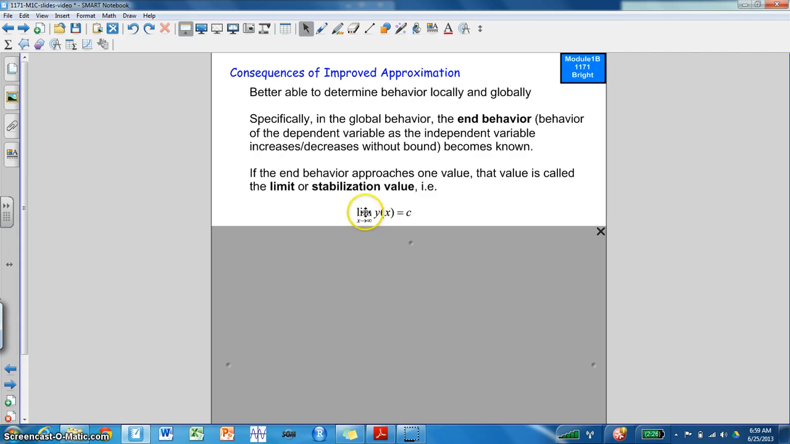So the idea is, and this is a little bit of mathematical notation, we say the limit as x goes to infinity, as x increases without bound, of y of x is c. Now you could also have x decreasing without bound, that would just be a minus infinity. We'll see more of this notation in upcoming videos and modules, but it's just telling us the end behavior, what happens to y of x as x gets extremely large. And if it does have a limit or a stabilization value, it should approach one value.